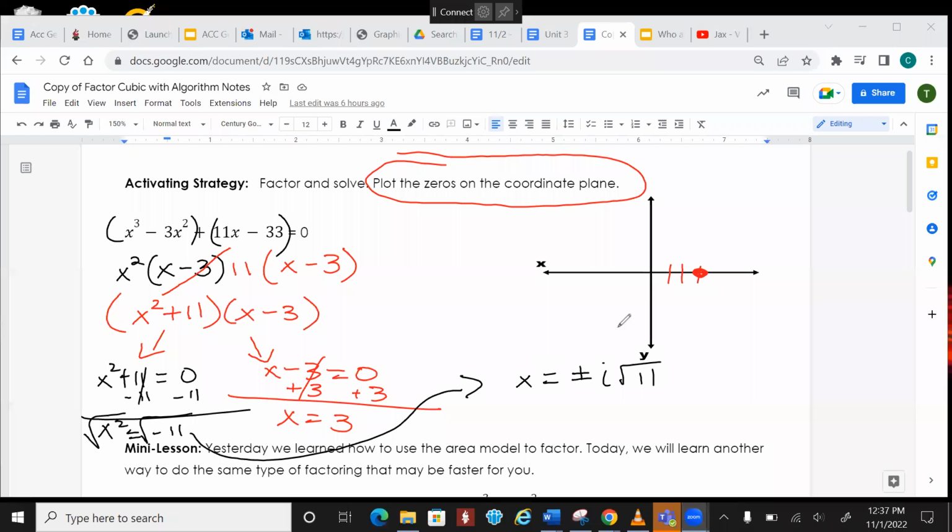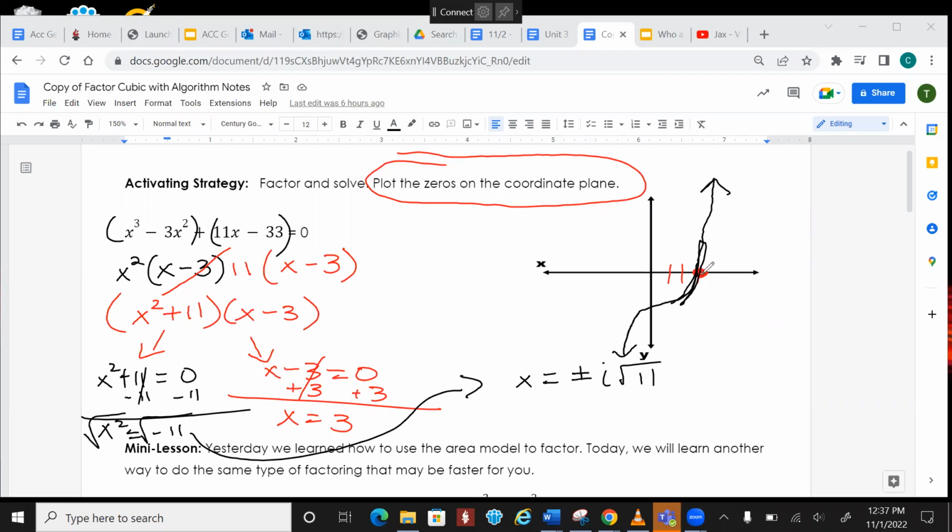It's not going to cross the x-axis. Complex or imaginary solutions are not going to cross the x-axis. So when we graph this, we're going to go up here, kind of go like this, and continue up. Notice how this still has that cubic shape, but it does not have more than one real solution.